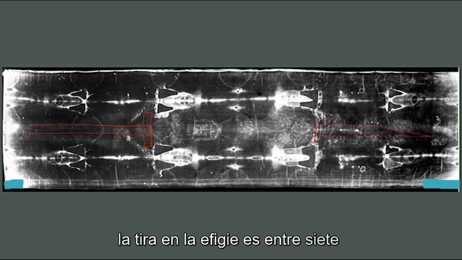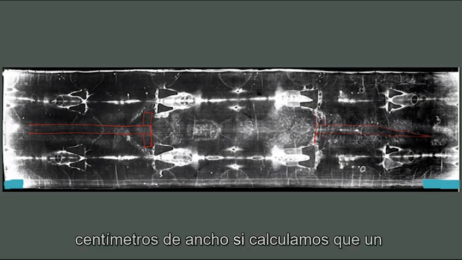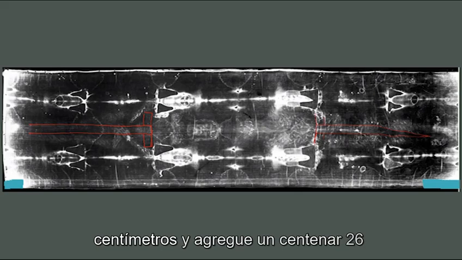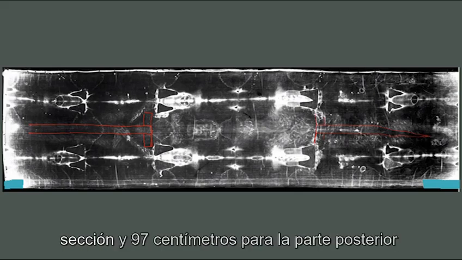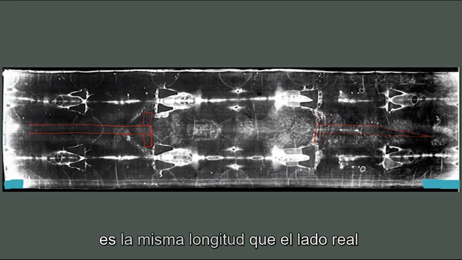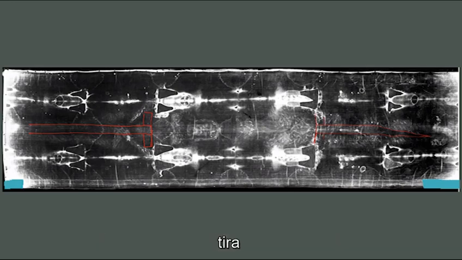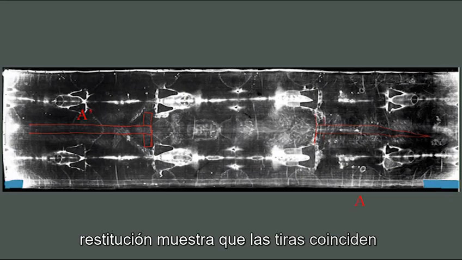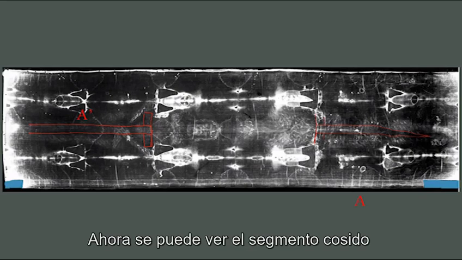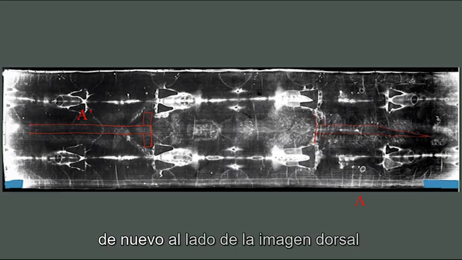The strip on the effigy is between 7.8 and 8.6 centimeters wide. If we calculate that a segment wound 1.5 times around the waist would measure 163 centimeters and add 126 centimeters for the length of the front section and 97 centimeters for the back, we get a total of 386 centimeters, which is the same length as the actual side strip. Restitution shows that the strips match. Segment A on the front view of the body can now be seen as segment A, stitched back on next to the dorsal image.